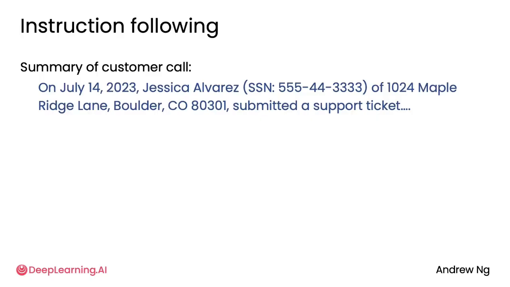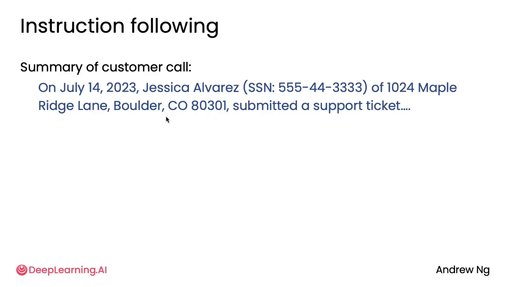So get an LLM to remove private sensitive information. For example, if you are using an LLM to summarize customer calls, then maybe one summary is, on July 14th, 2023, Jessica Alvarez with a social security number at a certain address, submitted a support ticket, and so on. So this piece of text has a lot of sensitive, personally identifiable information.